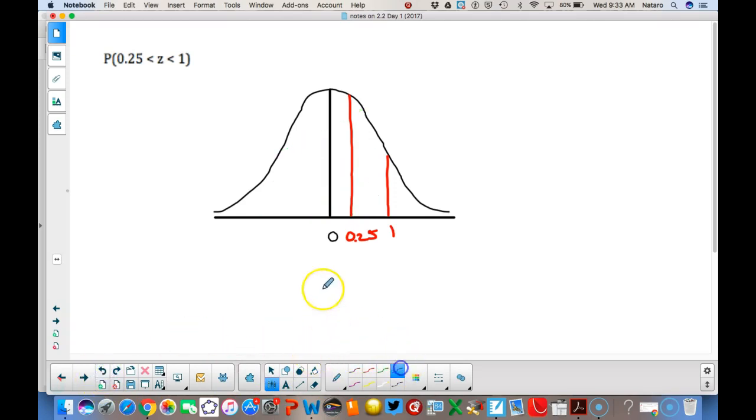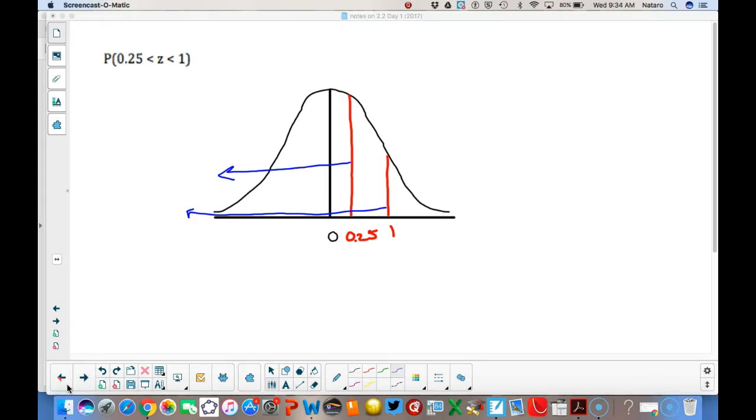We'll find the area to the left of a z-score of 1, and we'll find an area to the left of a z-score of 0.25, and then we'll subtract the two results. So go ahead and take a look at that on the table and see if you can find the values. You can pause the video for a moment. Did you find the z-score values that you needed?